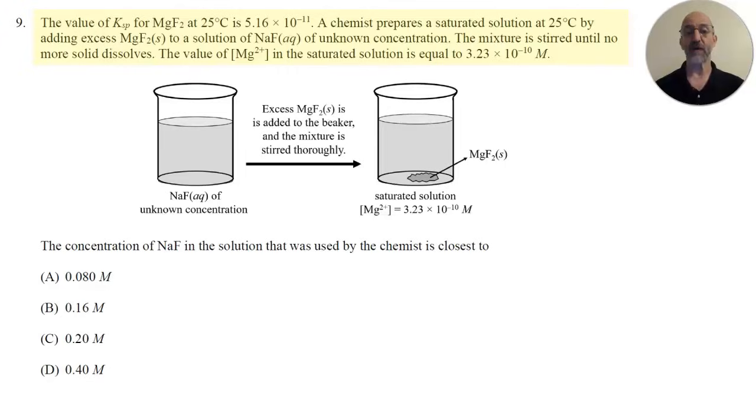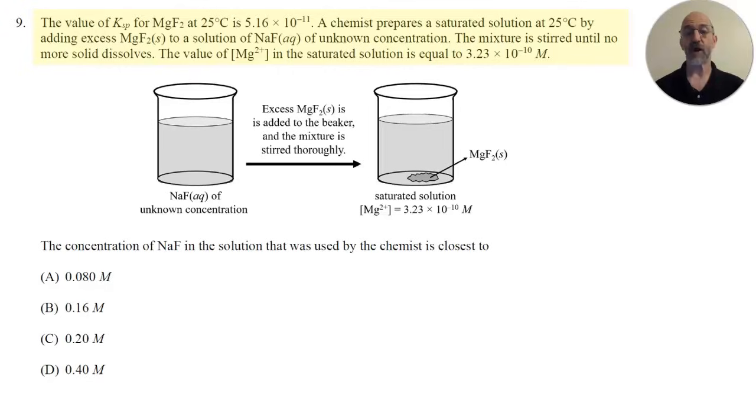So again, there's the example of the common ion effect. Magnesium fluoride should be less soluble in a solution that already contains, in this case, the common ion fluoride. It goes on to say that the mixture is stirred until no more solid dissolves, and the concentration of magnesium in the saturated solution is equal to 3.23 times 10 to the negative 10 moles per liter. Again, this will be a calculation question, so we will need to do something with these two numerical values.